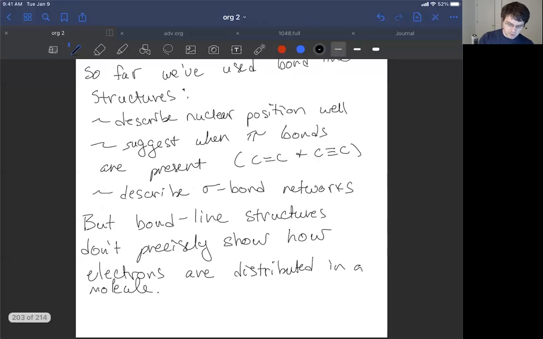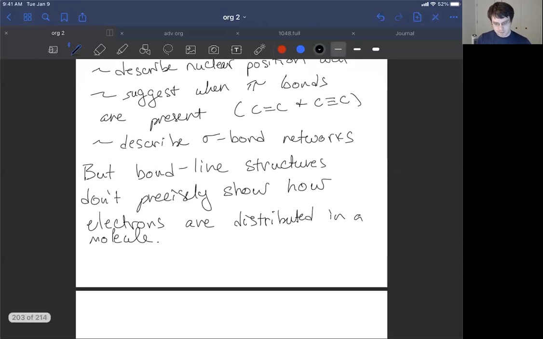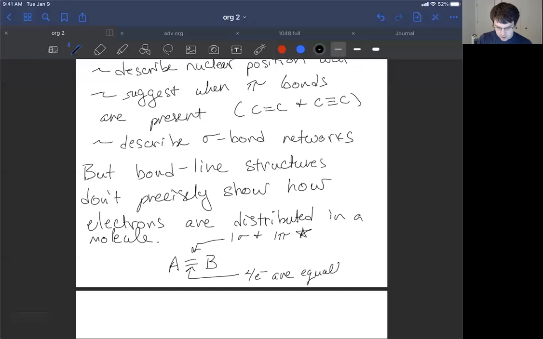Okay, so what I mean by that is if we say that A and B have a double bond, that's helpful because it tells us that we have one sigma and one pi bond. This gets the gold star. That's super helpful. But it suggests that 4 electrons are equally shared between the 2 atoms.